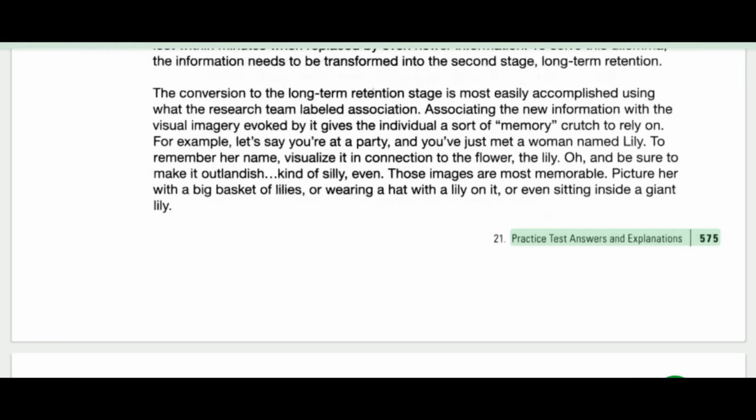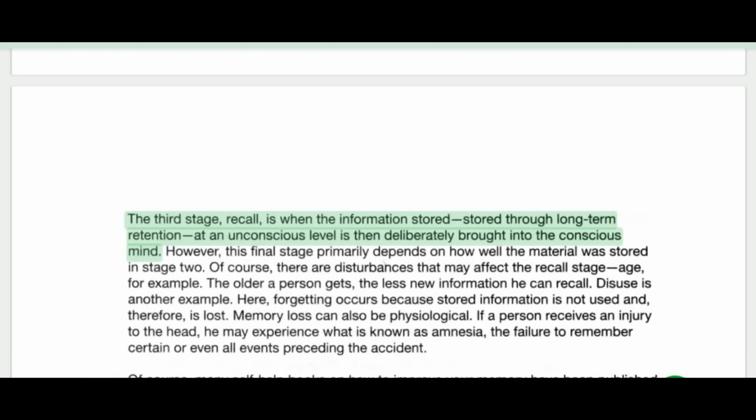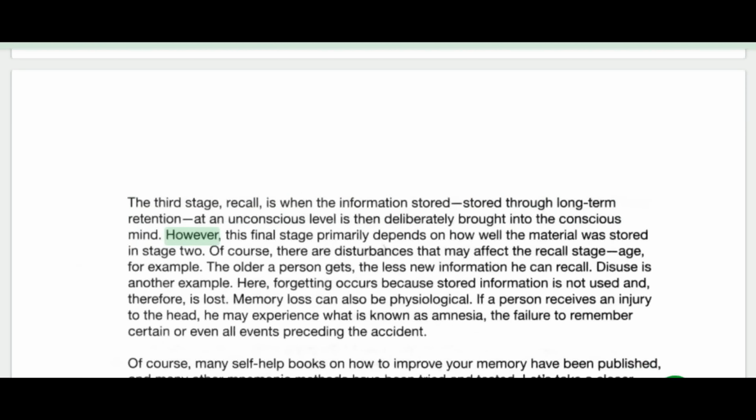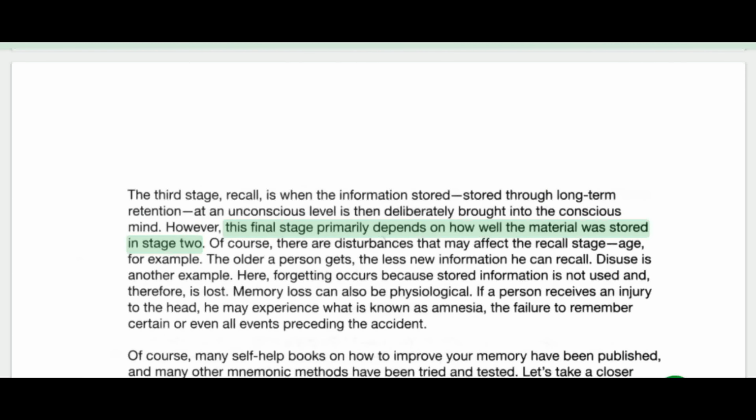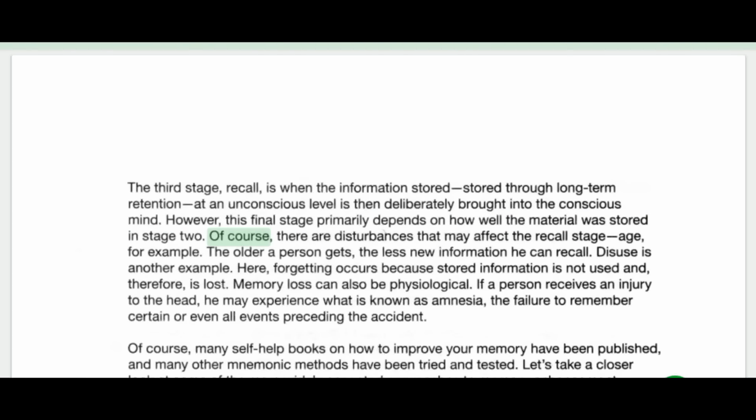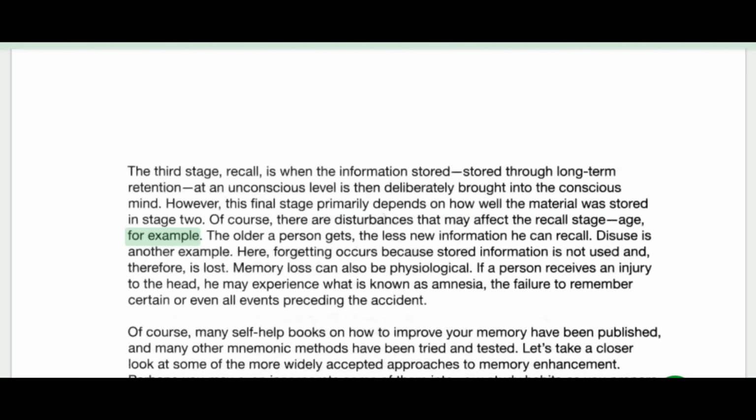The third stage, recall, is when the information stored through long-term retention, at an unconscious level, is then deliberately brought into the conscious mind. However, this final stage primarily depends on how well the material was stored in stage 2. Of course, there are disturbances that may affect the recall stage, age, for example. The older a person gets, the less new information he can recall.